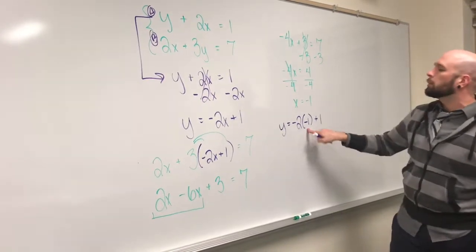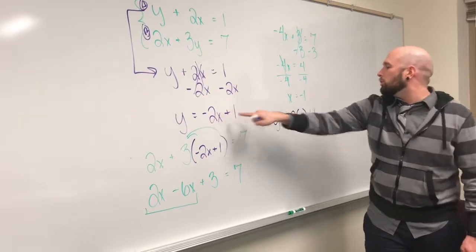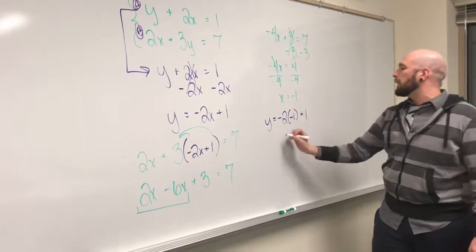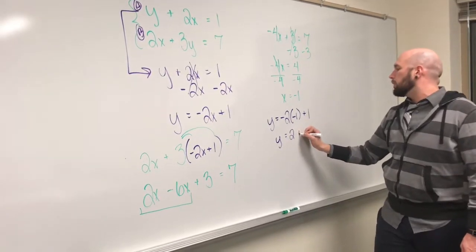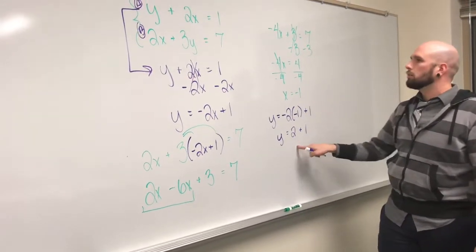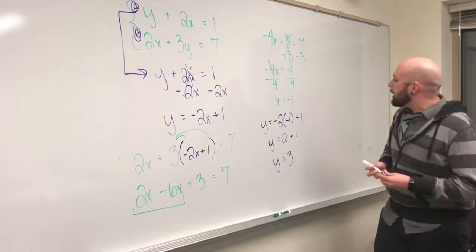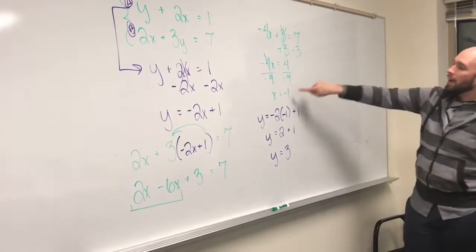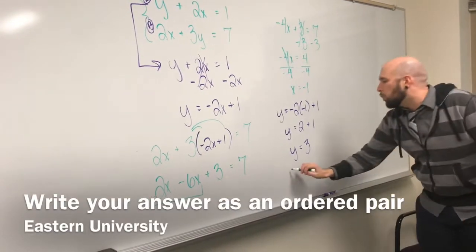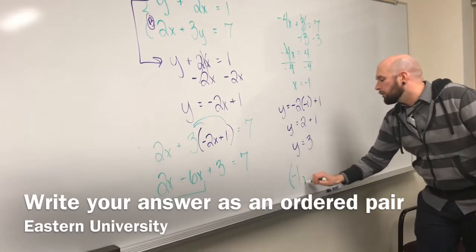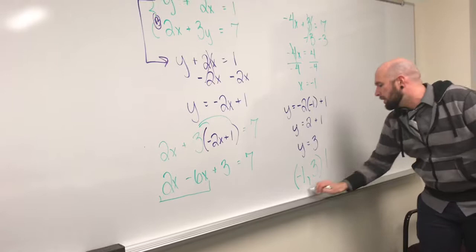Maybe I should have put that in green, but it's too late. It's not easy being green. Negative 2 times x means negative 2 times negative 1. That becomes positive 2 plus 1. Let me see. 3. Y equals 3. And the last step, step 4, is now that I know what my x is, and now that I know what my y is, my final answer rather is going to be negative 1 for x, positive 3 for y. There you have it.